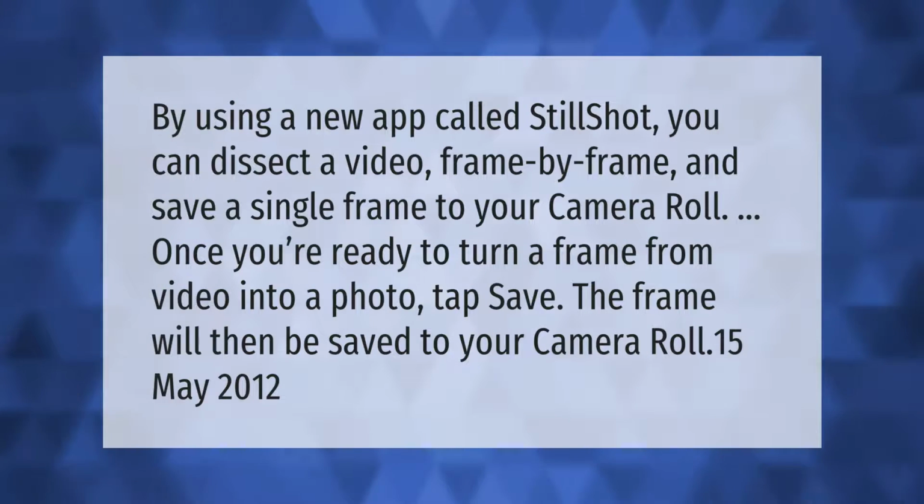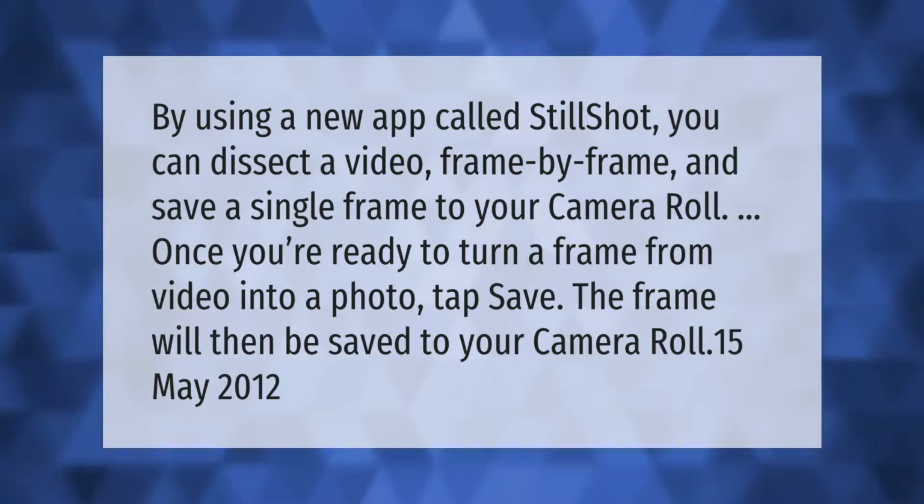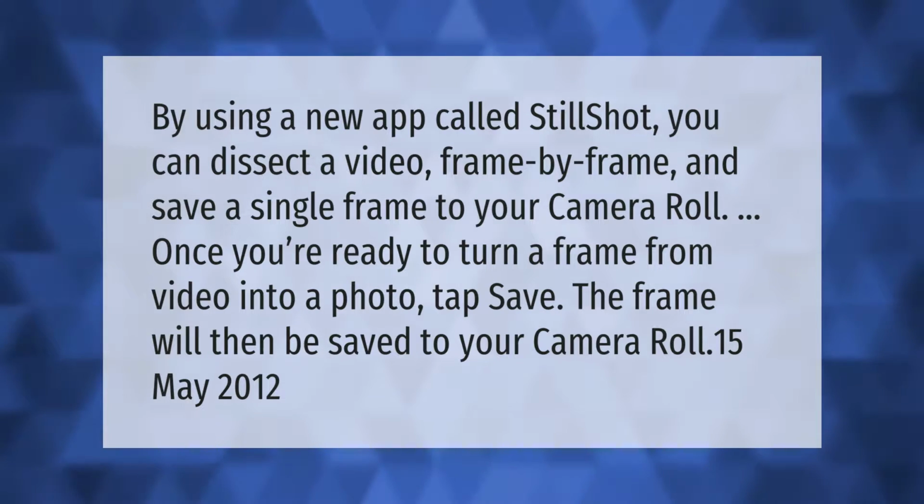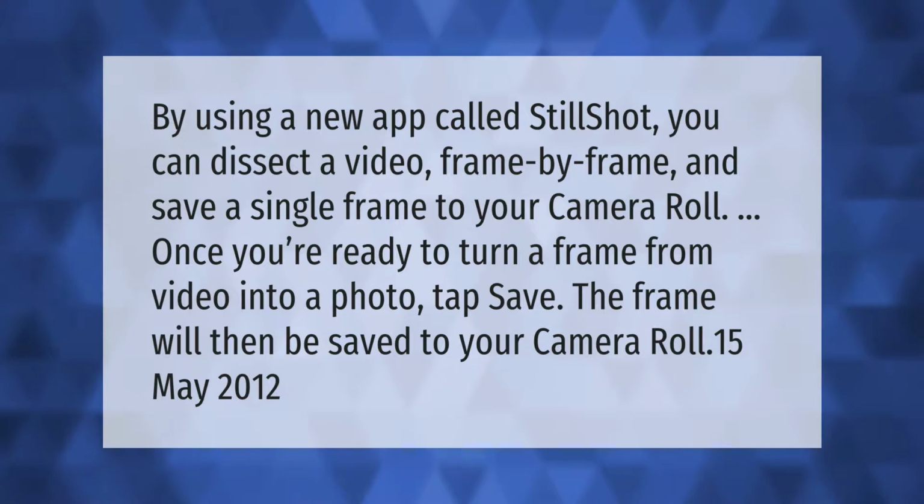By using a new app called Still Shot, you can dissect a video, frame by frame, and save a single frame to your camera roll. Once you're ready to turn a frame from video into a photo, tap Save. The frame will then be saved to your camera roll. 15 May 2012.